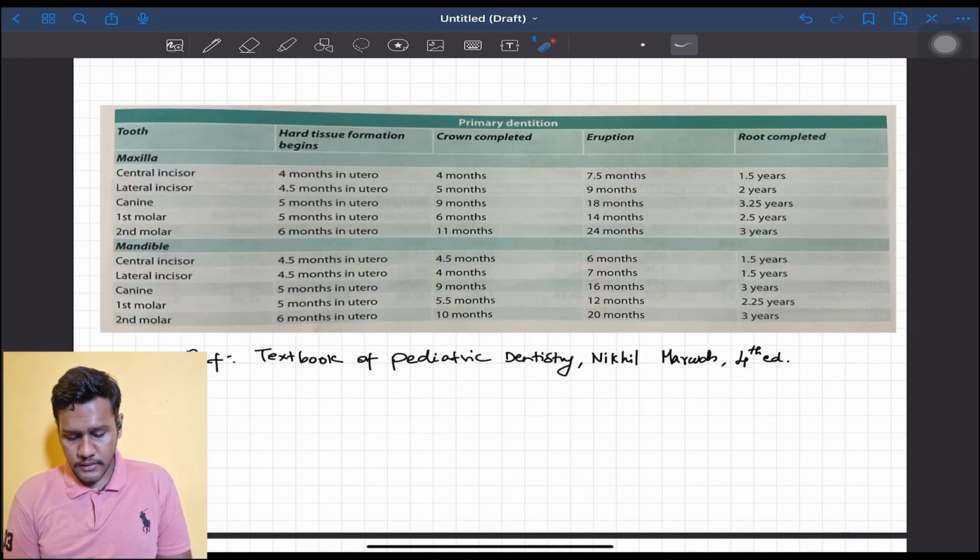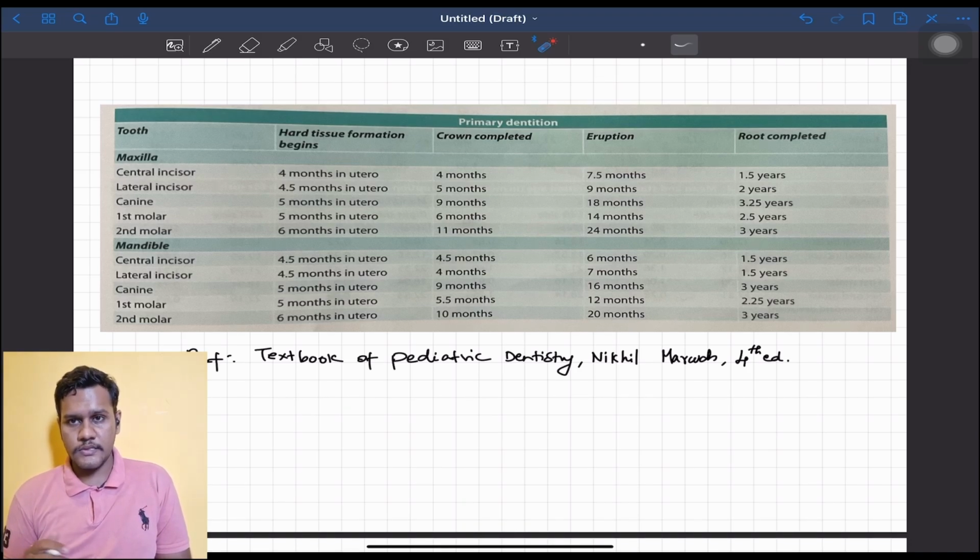I said 6 months, 8 months, 7 months, 2 months. Only 2 months of difference will be there mostly. The second molars might have a difference of 2 to 4 months. If you remember the tooth eruption sequence, you can easily start calculating the months.